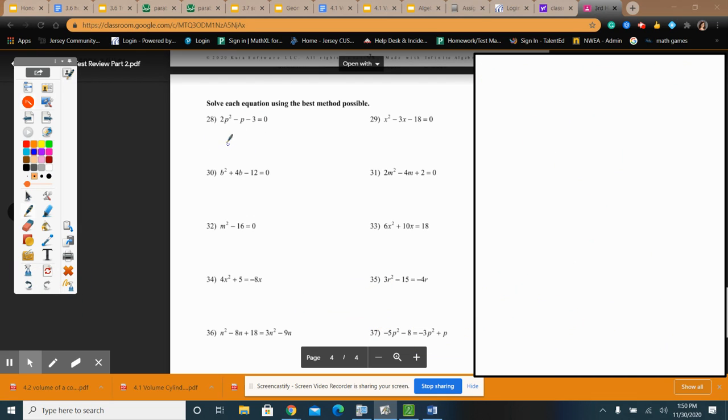Now, 28 might factor. It's not hard for me to see if it factors, but some of you would go ahead and do quadratic formula without even thinking, so I'm going to show you both. Does it factor? Well, guess and check wouldn't be bad here, because 2p and -3 can only break down one way.